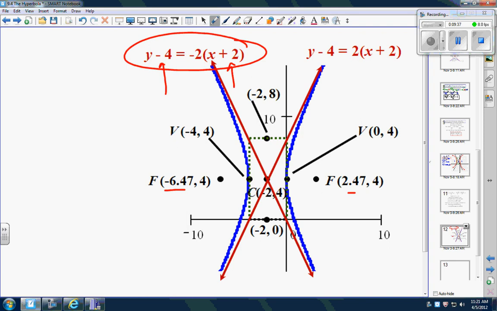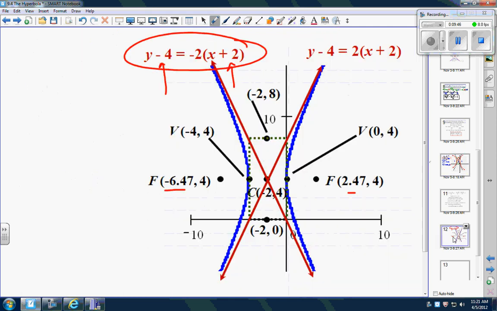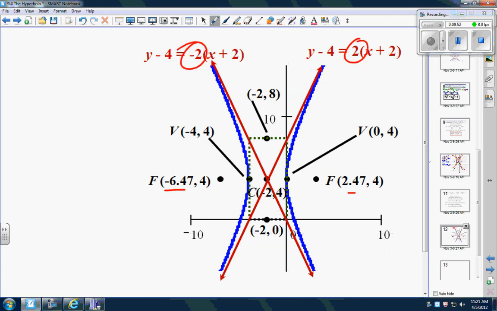Now to figure out the slope, just figure out what you did for your box. We went up 4 over 2. That's a slope of 2. So one of them is going to have slope of -2. One of them is going to have a slope of +2. And then you can easily turn those into mx plus b's.